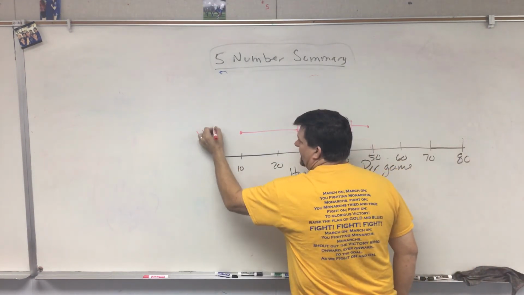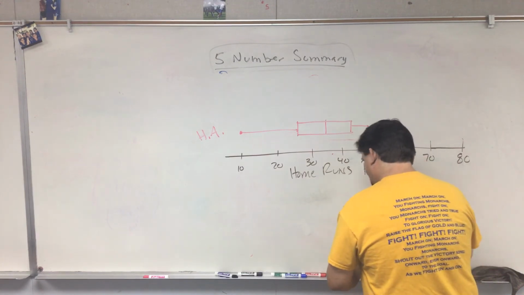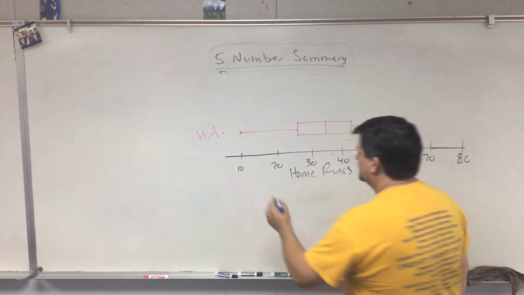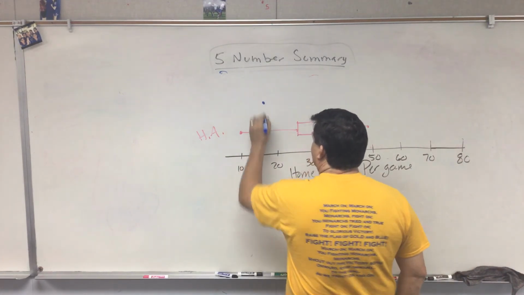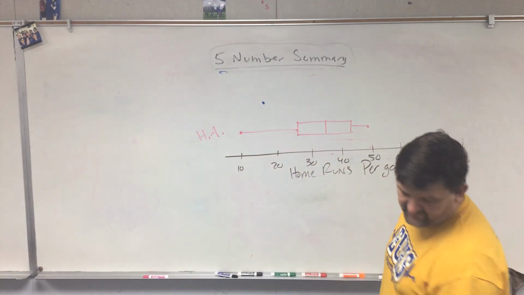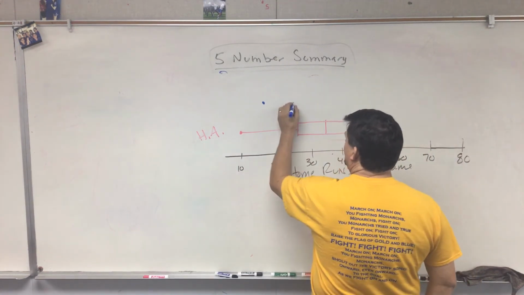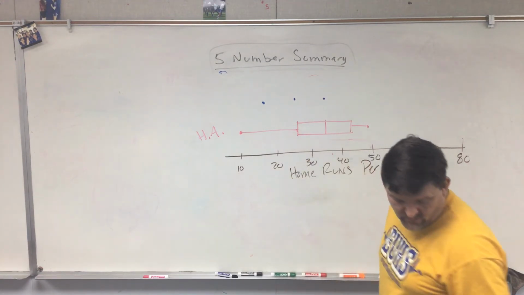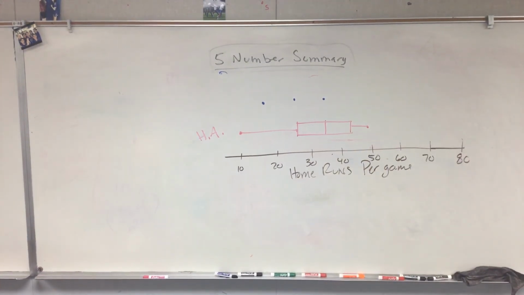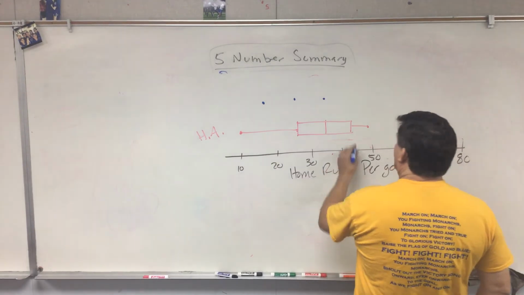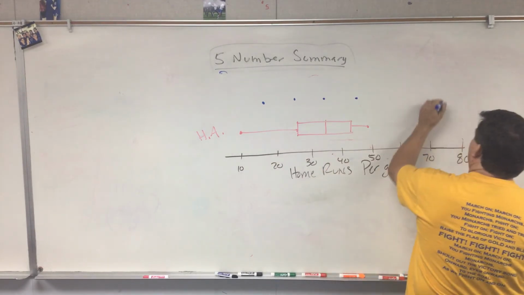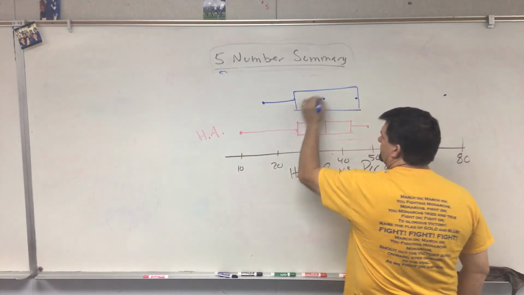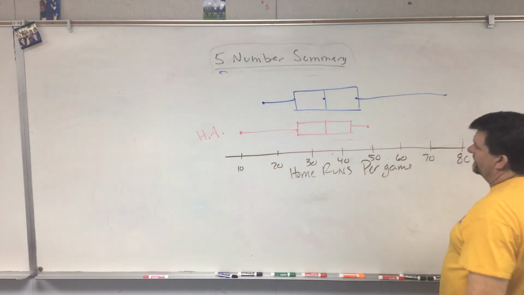So this is Hank Aaron. All right. Let's do Barry Bonds, 16, 25.5, 34, 40, 45, and 73. So this is what it looks like right there.